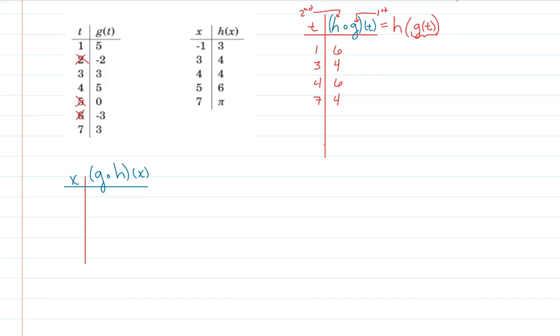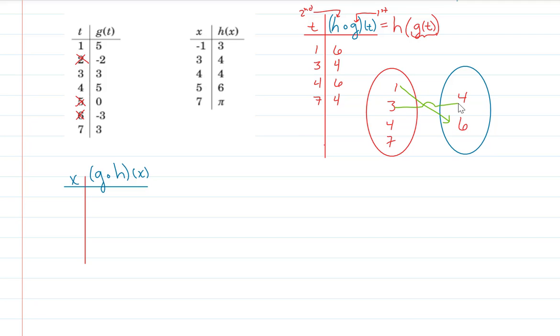Okay, now we have the h composed with g function. Let's go ahead and make a mapping diagram of this function. In the domain we have 1, 3, 4, and 7, while the range only contains 4 and 6. So the arrows will go from, let's see, 1 to 6. 3 is going to hop over this and get mapped to 4. 4 gets mapped to 6. And 7 is going to make a double hop to 4 as well.